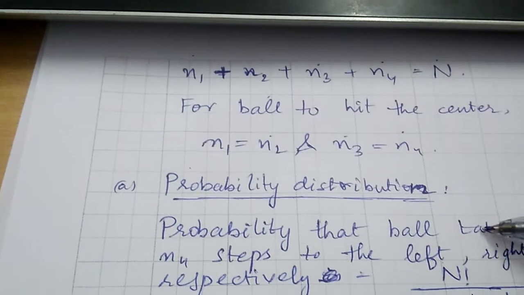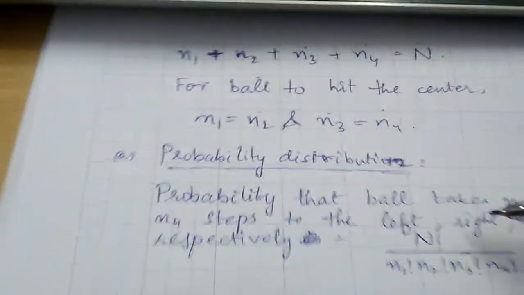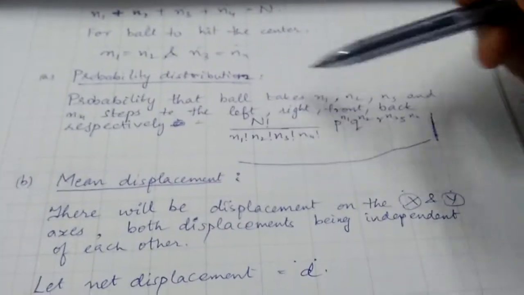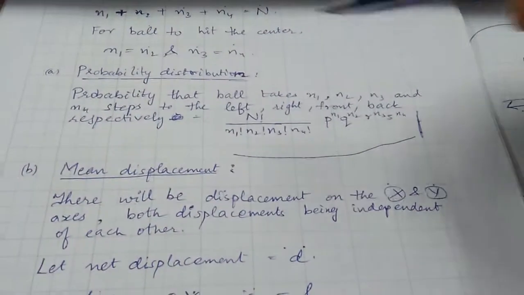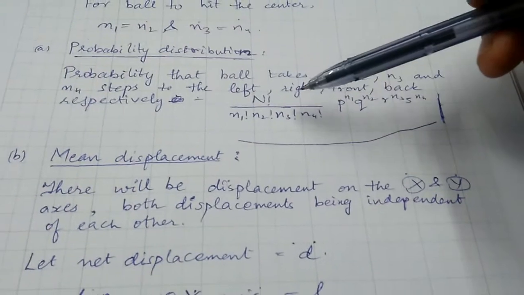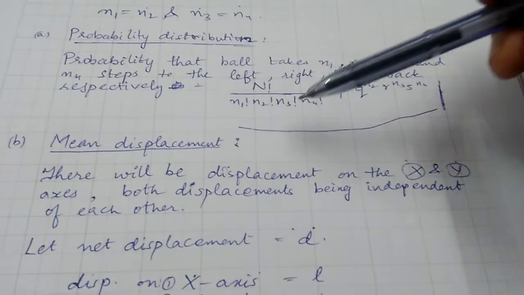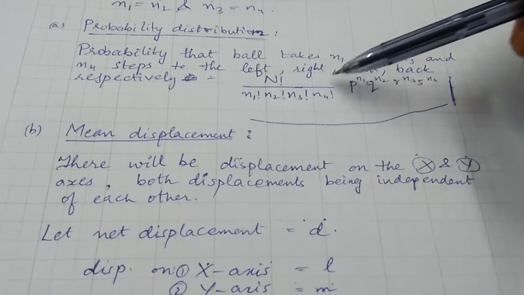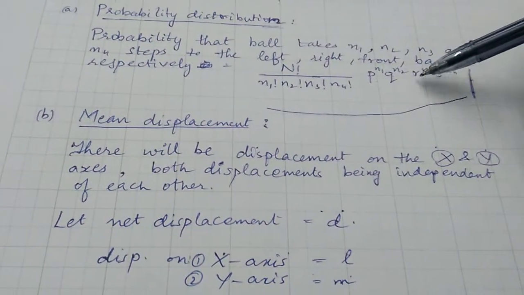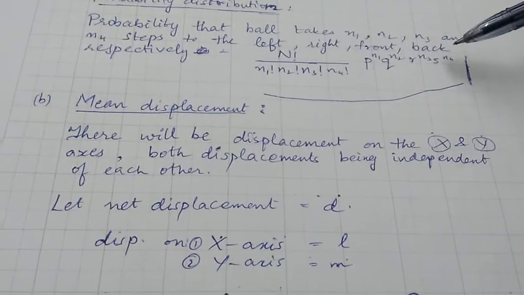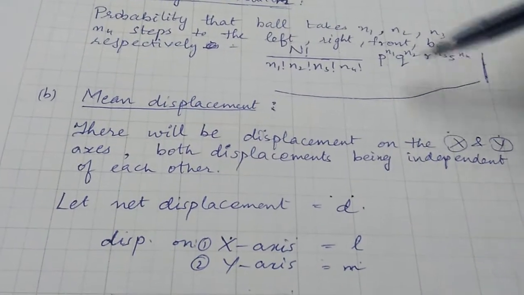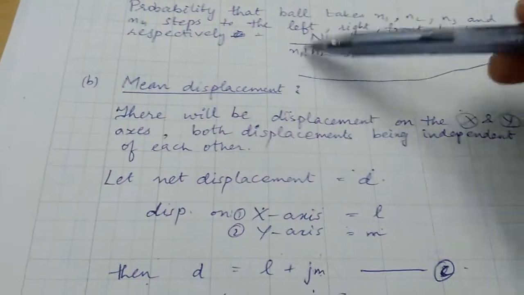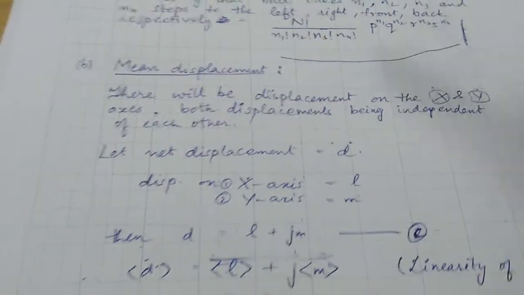Now, the probability distribution is to be looked at. The probability that the ball takes n1, n2, n3, and n4 steps to the left, right, front, and the back respectively is n factorial by n1 factorial times n2 factorial times n3 factorial times n4 factorial. This whole thing multiplied by p raised to n1, q raised to n2, r raised to n3, and s raised to n4. Also, look at the mean displacement now, with this being your reference.